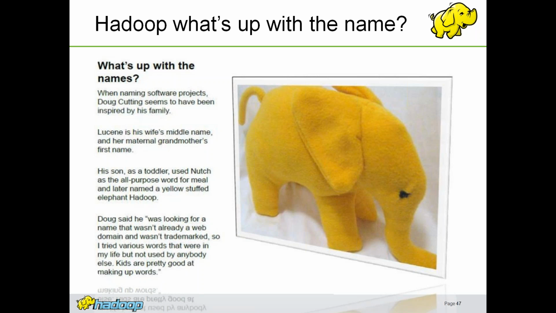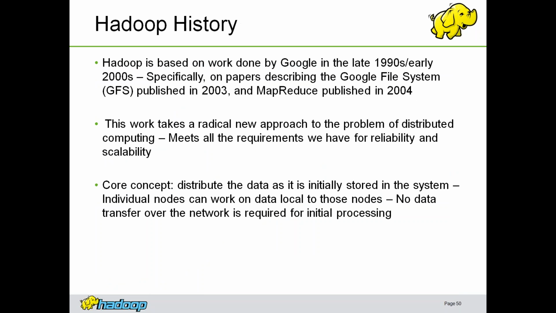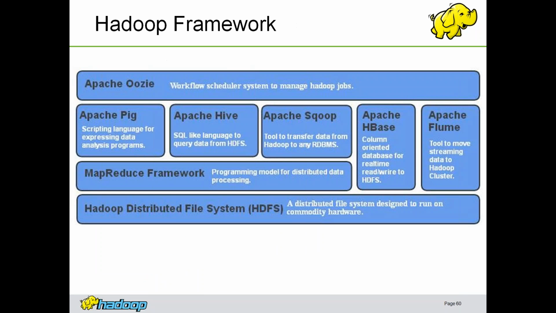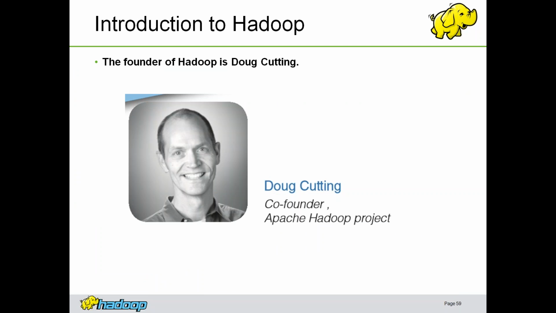Doug Cutting is the person who created the solution. In 2003 the Google File System white paper was published, and in 2004 the MapReduce paper was published. In 2005, there was no progress from Google.